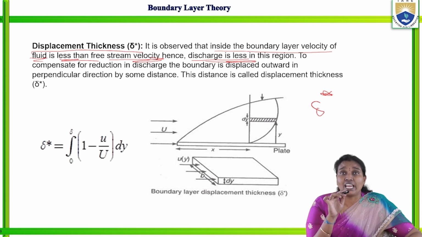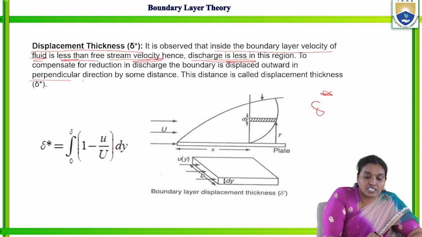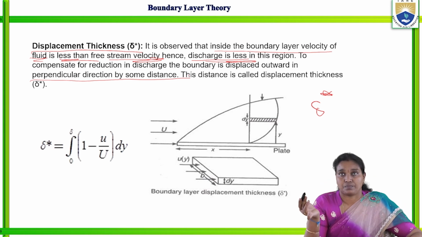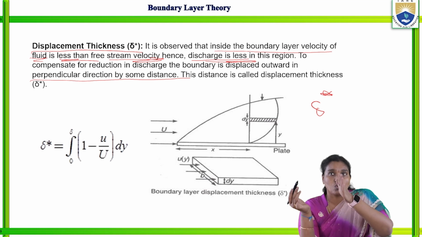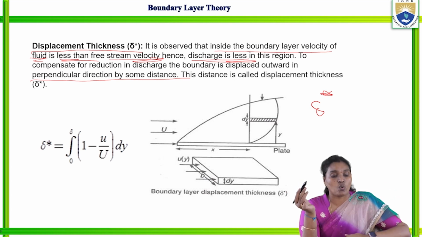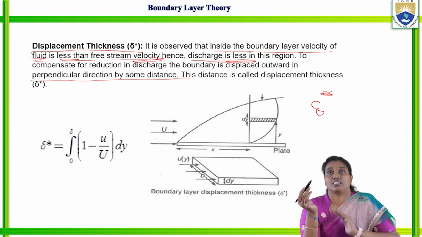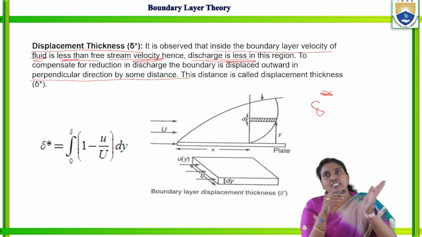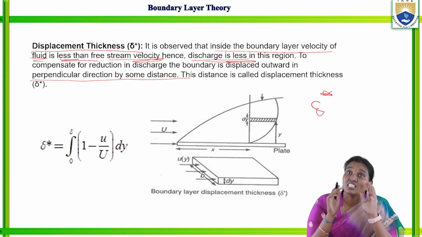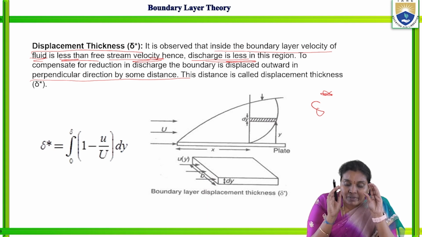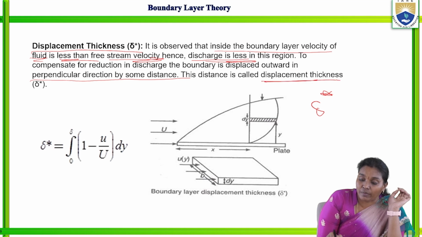So to compensate for the reduction in discharge, the boundary is displaced outward in the perpendicular direction by some distance. That distance is called the displacement thickness, delta star.